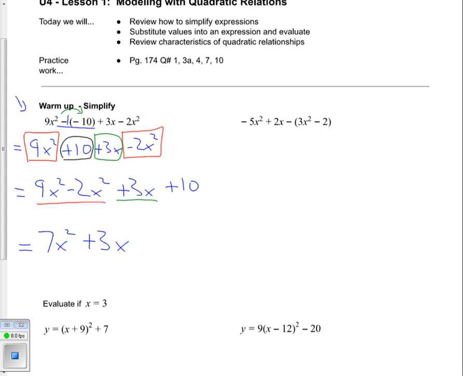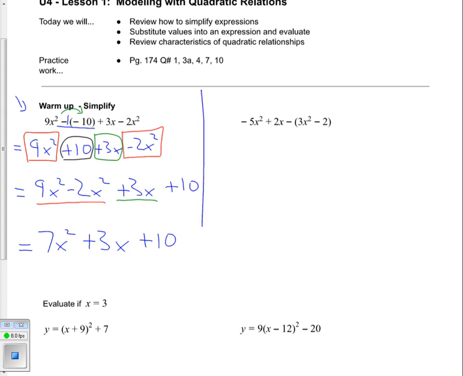And then lastly, we've got the positive 10. And again, there are no other terms that are like positive 10, and so 10 remains the same. So our final answer there, in simplifying it, is 7x squared plus 3x plus 10.